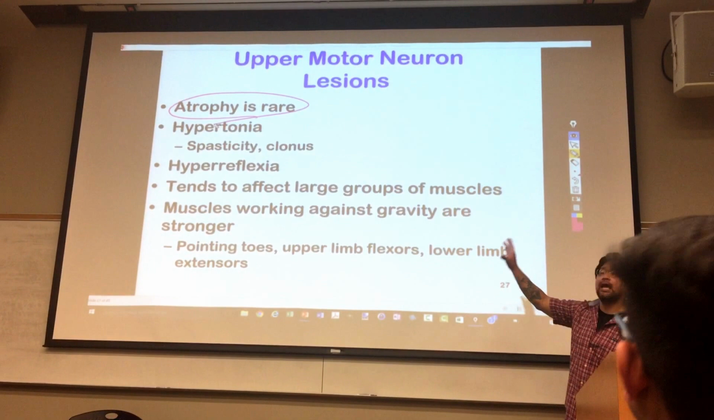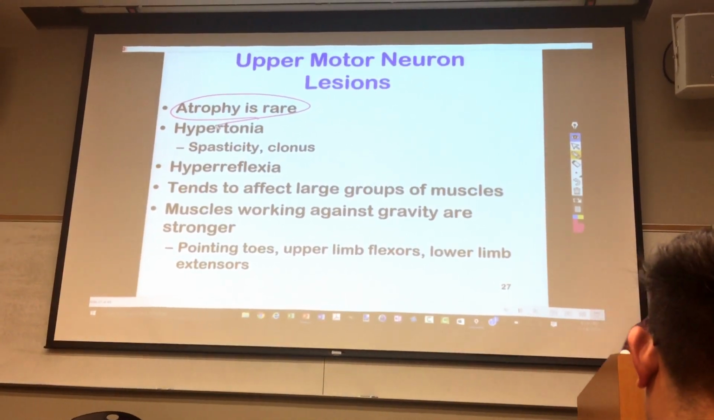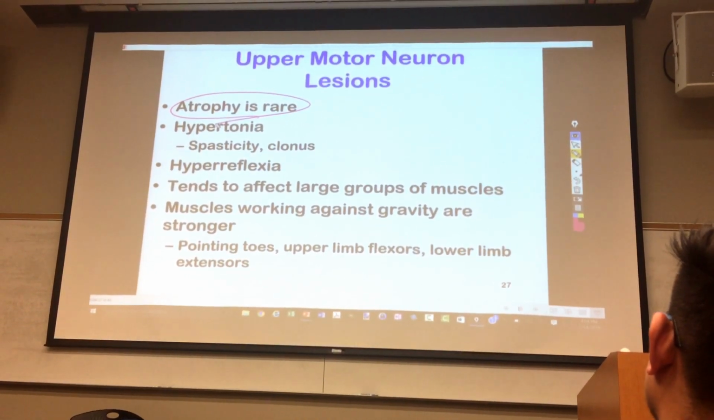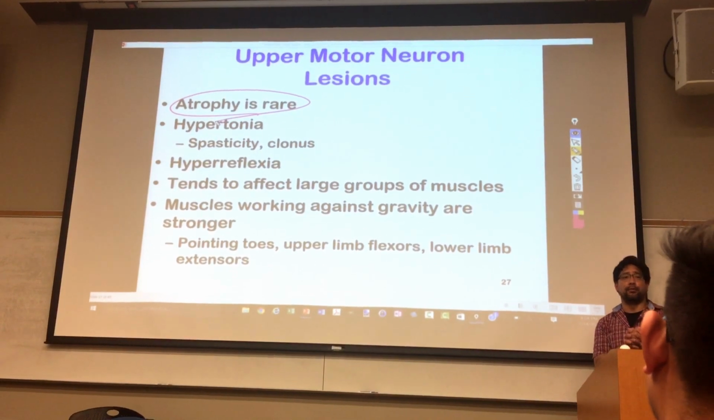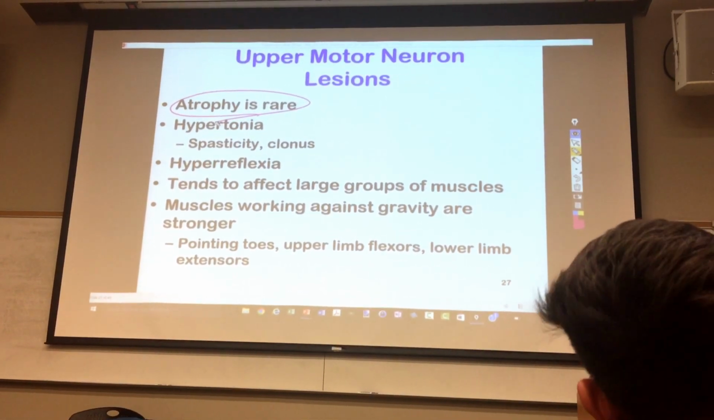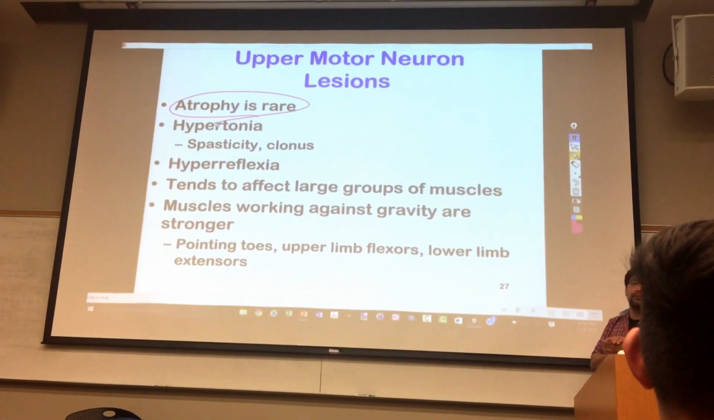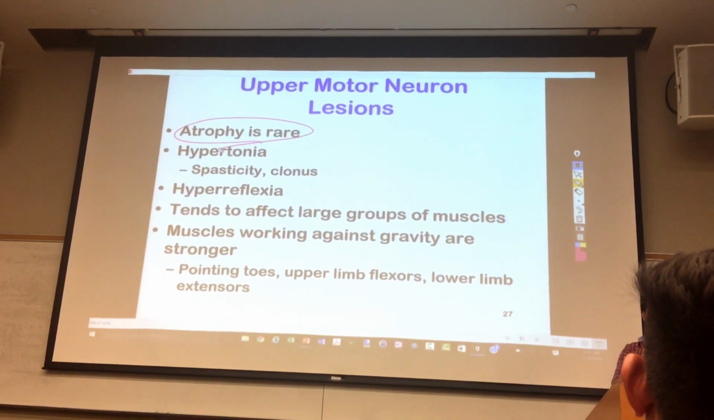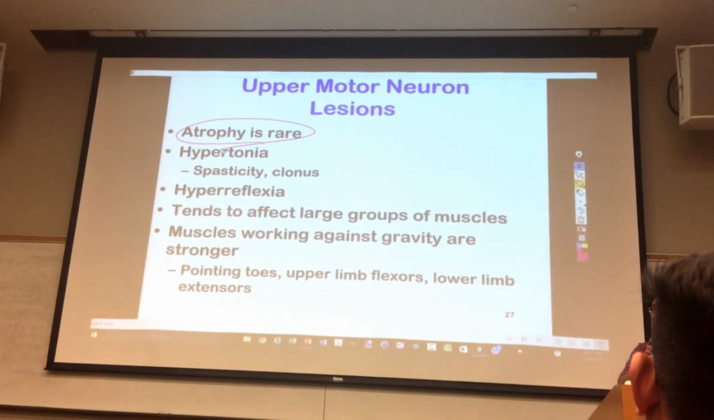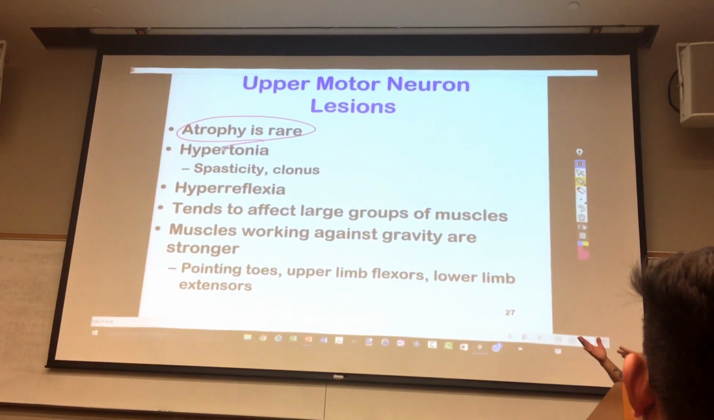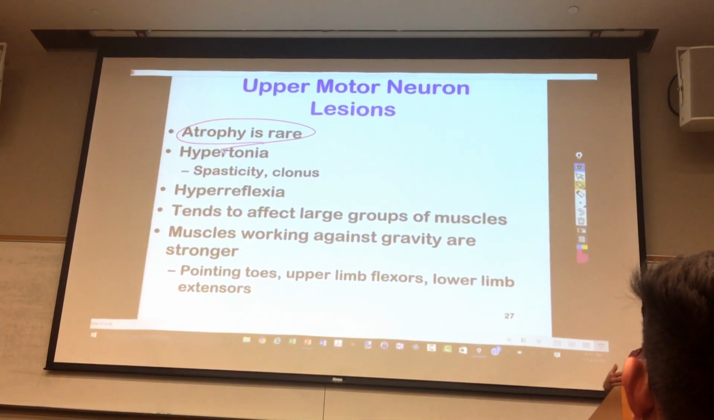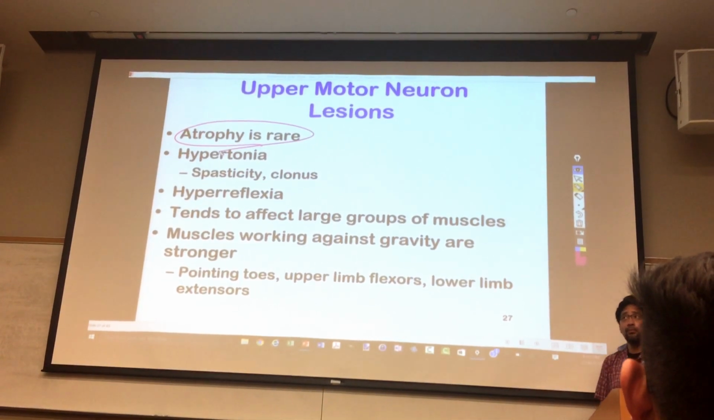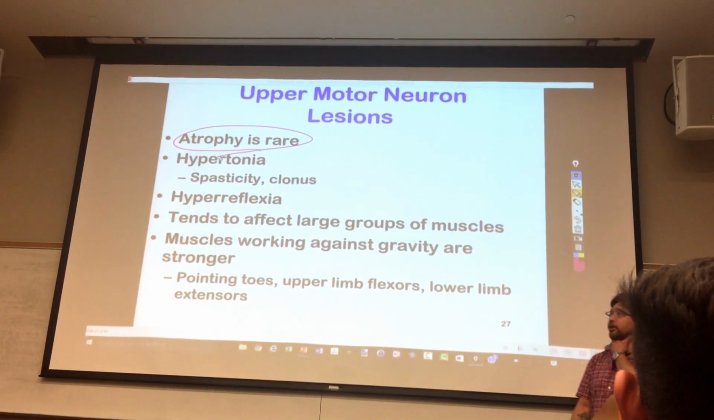Now, why hyperreflexia then? If you have an upper motor neuron problem, and the lower motor neuron has not been damaged, then why would you have hyperreflexia? Would you still have reflexes? Which neurons are involved in your reflexes? Lower motor neurons, right? Sensory and lower motor neuron, right?